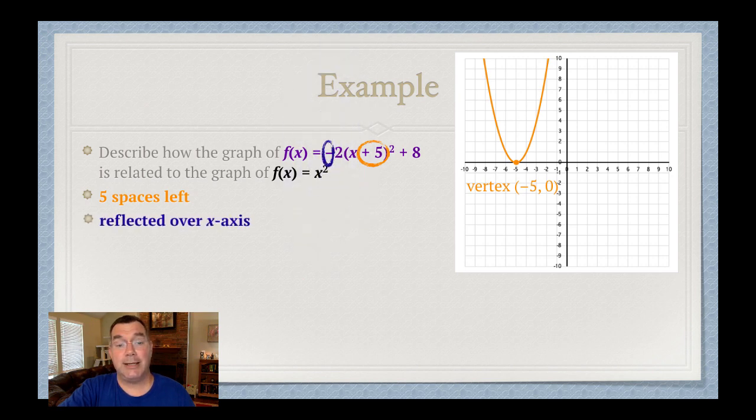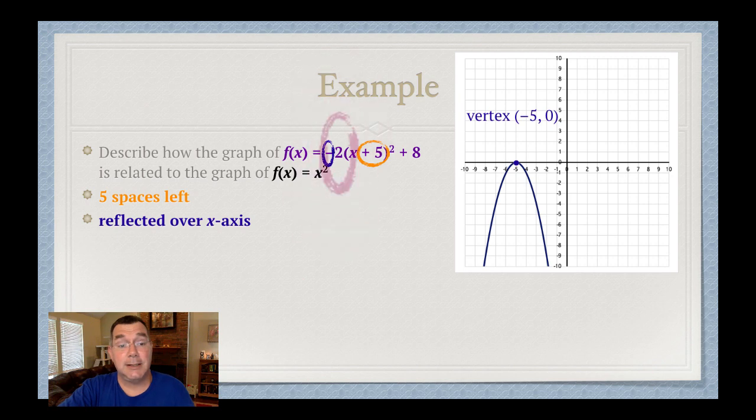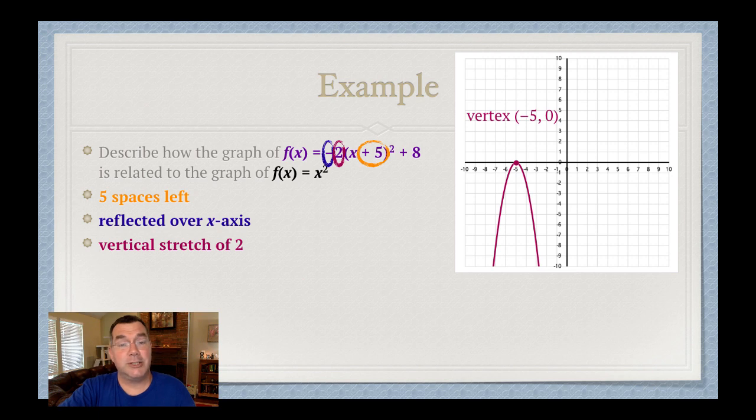Okay? Then I look at the negative, which reflects the graph over the x-axis, but the vertex really hasn't changed because it's on the x-axis. Okay? The 2 is going to stretch everything, so it's twice as far from the x-axis as it was before, but the vertex, since it's on the x-axis, is not going to move.